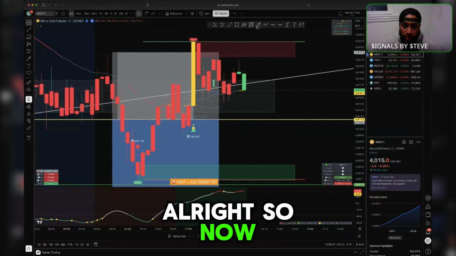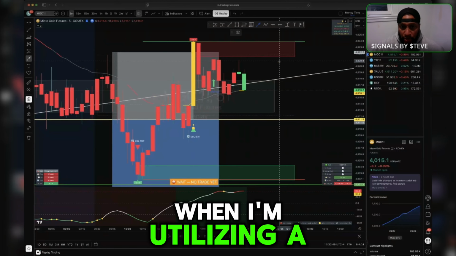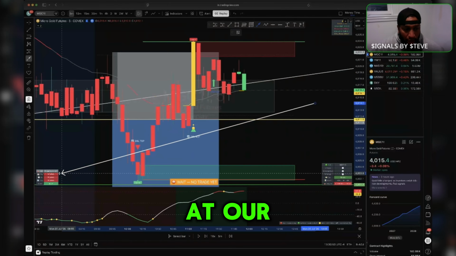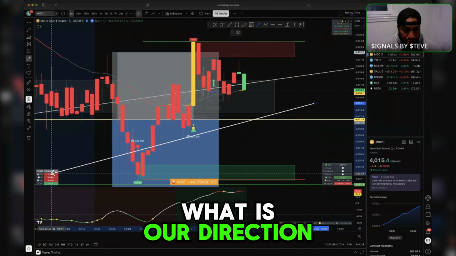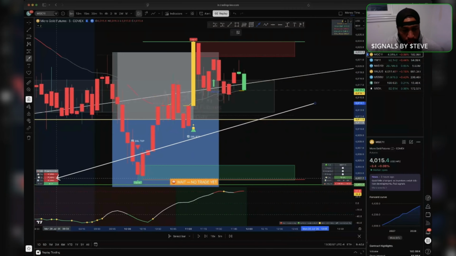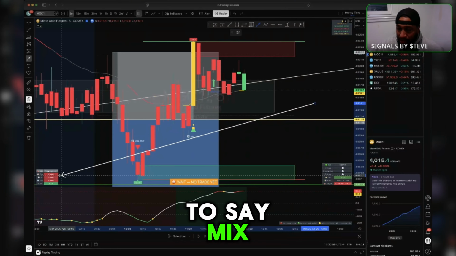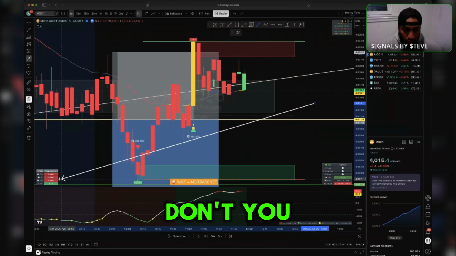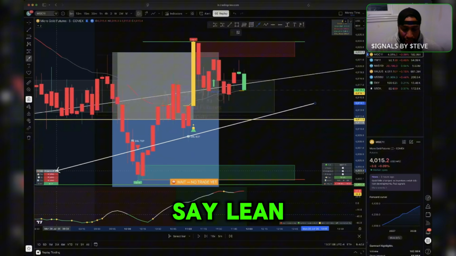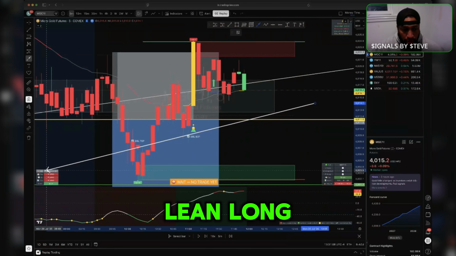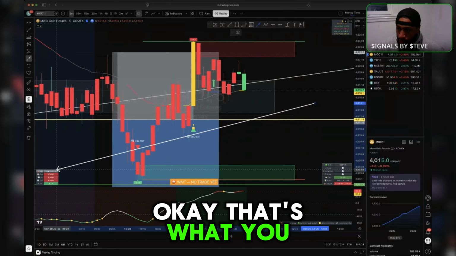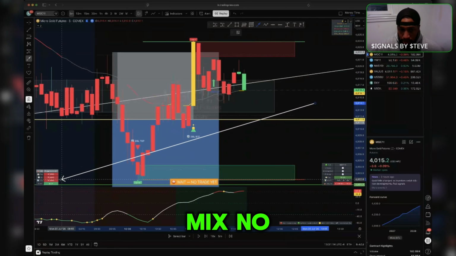All right, so now the first thing that I do when I'm utilizing a supply and demand, first, we want to look at our overall direction. What is our direction showing? It's saying lean short. If this were to say mix, I'm not touching it. Don't touch the trade. It either has to say lean short, lean long, strong short, strong long. That's what you want.